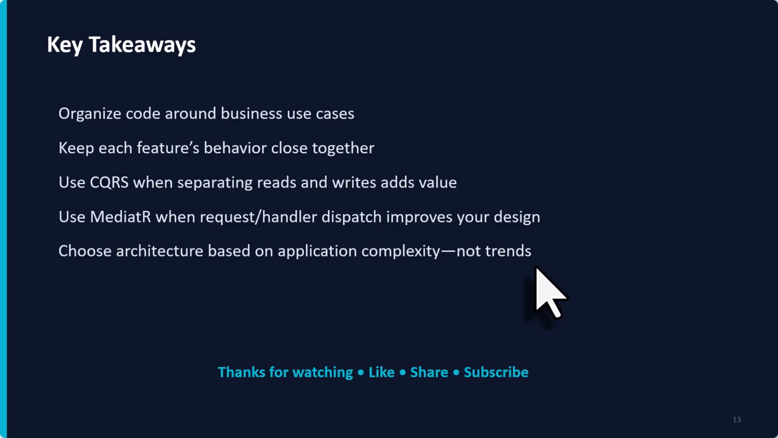The key takeaways are the main advantages of vertical slice architecture. Organize code around business use cases. Keep each feature's behavior close together. Use CQRS when separating needs. These are the same things we have discussed, covered again here. That's all about vertical slice architecture.